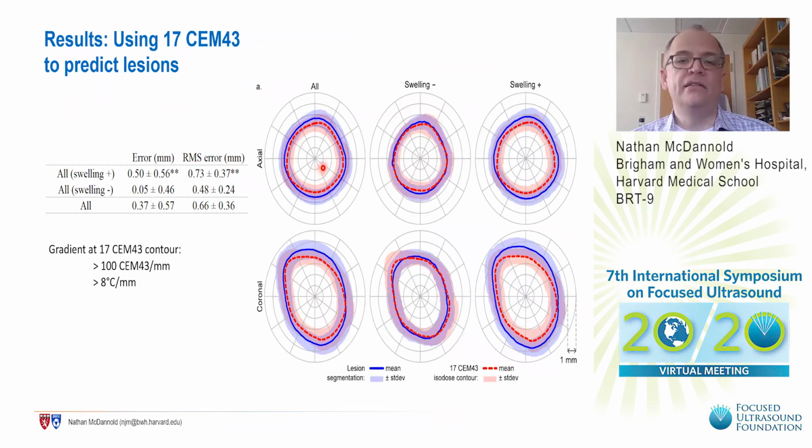Comparing the lesions versus the thermal dose for all 120 cases at 17 minutes, we could see that on average the shapes agreed well, and the difference between the two when all the treatments were considered together was less than 1 millimeter. For those cases without swelling, the RMS error was less than half of a millimeter. The thermal gradient at the location of the 17-minute line was very high, over 100 minutes per millimeter or 8 degrees per millimeter. So there was a range of thresholds where we could see very good agreement.